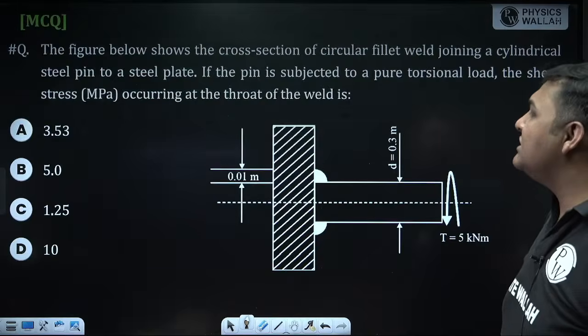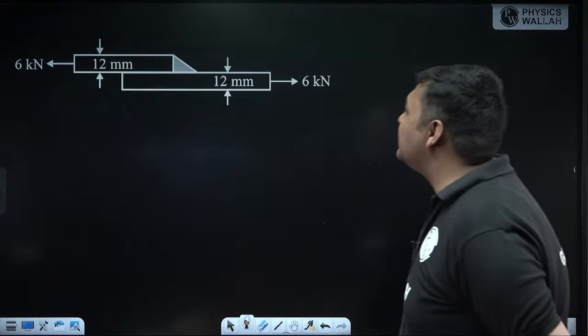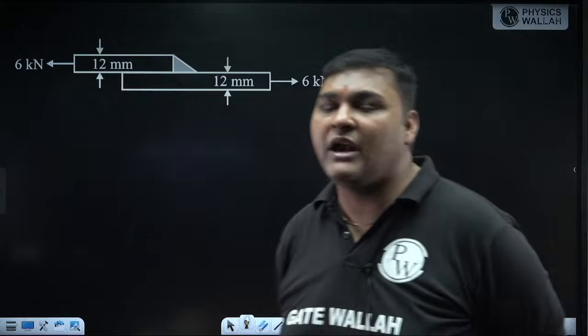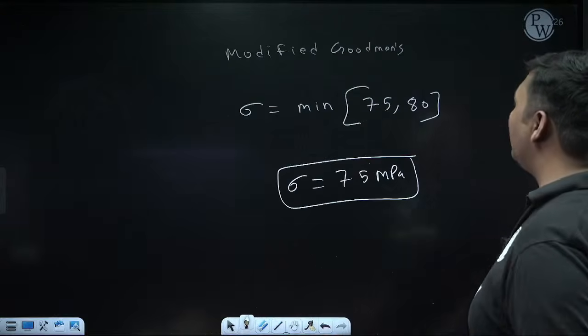If you are considering this in shear, the formula to calculate maximum shear stress or direct shear stress is force upon throat area. So here I will take this weld in shear. Before that, I am writing the given data.